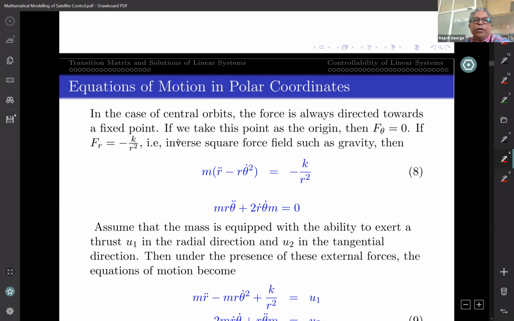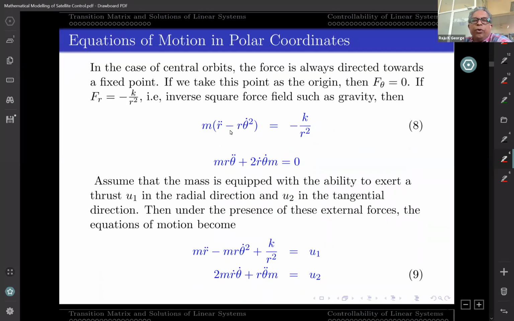In the case of a central orbit, we know the force is always directed towards a fixed point, the center. If we take this point as the origin, then F theta becomes 0. And Fr, by using the inverse square law, the external force is minus k upon r square, where k is a constant. The force is always in the direction opposite to the radial direction. Therefore, we have the two equations: m into r double dot minus r theta dot square is equal to minus k by r square, and m into r theta double dot plus 2 r dot theta dot is equal to 0.